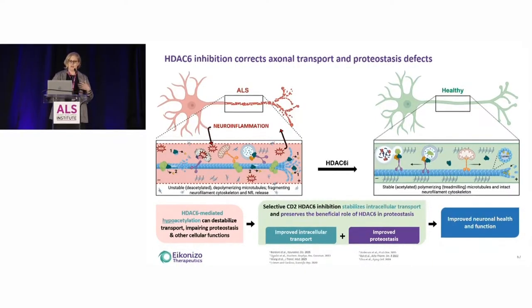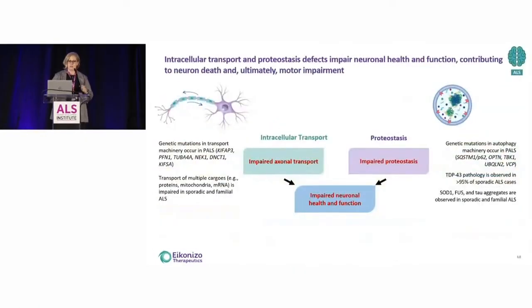And we think that this is particularly important in ALS, for example, because, as I mentioned, the spinal motor neurons need to transport their cargoes a very long distance, which makes them more susceptible to transport instability. Furthermore, there have been several genetic mutations identified in transport machinery in ALS that affect the transport of multiple cargoes, including proteins, mitochondria, and mRNA, and that's seen in both sporadic and familial ALS.